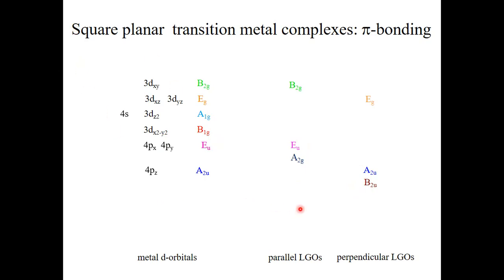All right, now I see we are already over the time a little bit, and it will still take some time to construct the molecular orbital diagram of the entire square planar complex under the consideration of pi bonding. Therefore, I think it's better if we stop at this point.